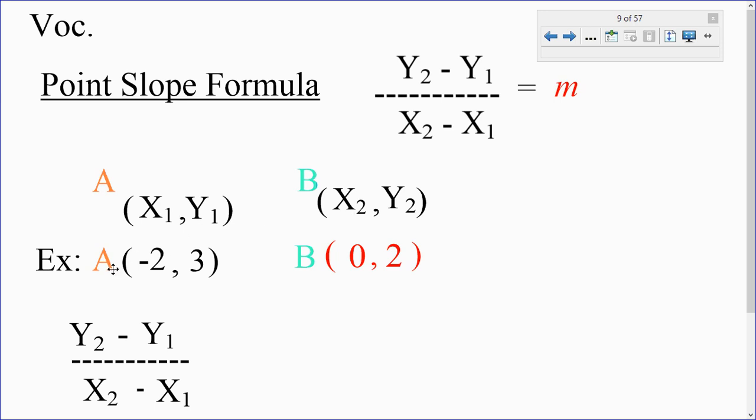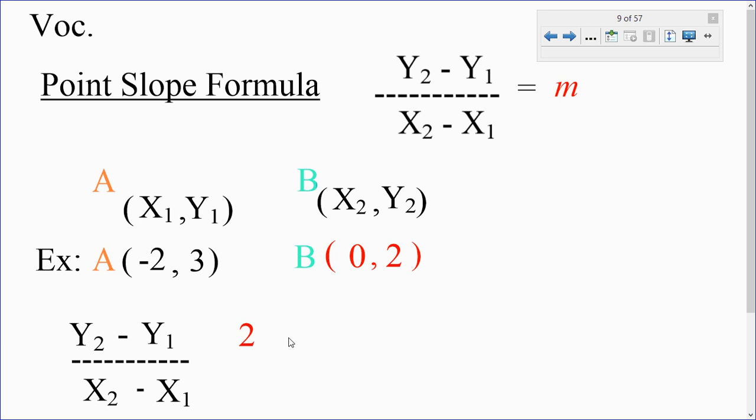So here's an example. If our first coordinate A has x1 as -2, and y1 is 3, and our B coordinate, the second coordinate, has x2 as 0, and y2 as 2, we can substitute this into our formula. The difference between the y coordinates. Now let me tell you, it doesn't make a difference which one you call the first point or the second point. It's up to you, because you're still going to get the same answer, and I'll show you.